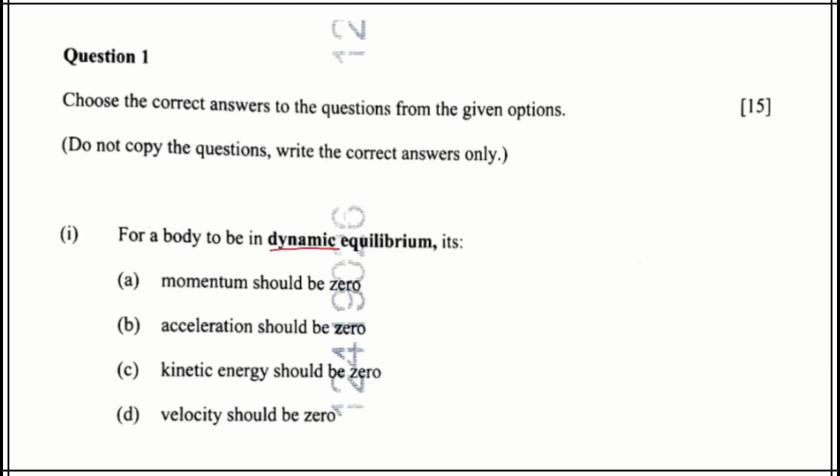In this case, when we talk about dynamic equilibrium, the velocity of the body remains constant. So velocity equals constant. Therefore, the acceleration must be 0. But velocity is uniform. So in this case, the second option will be correct. Acceleration should be 0.